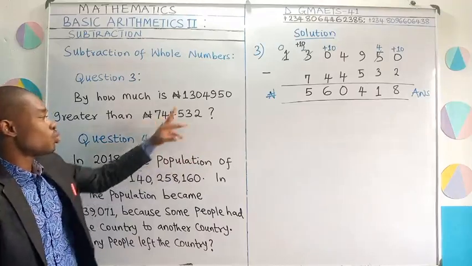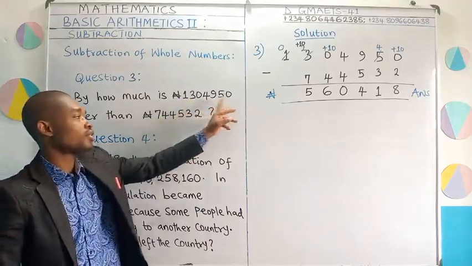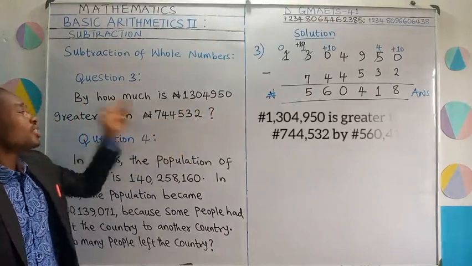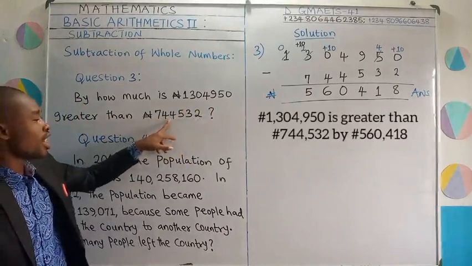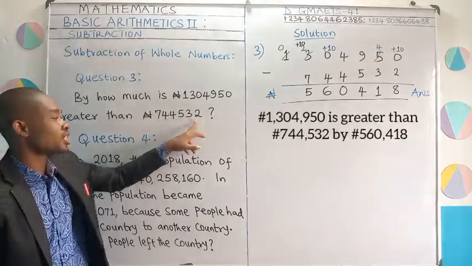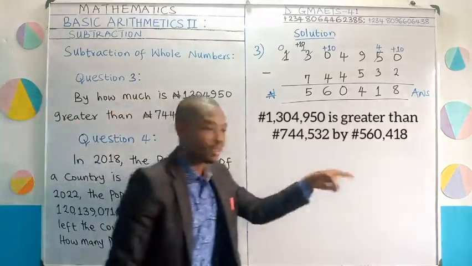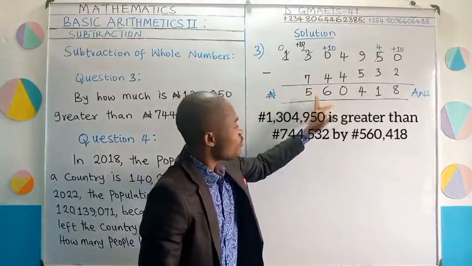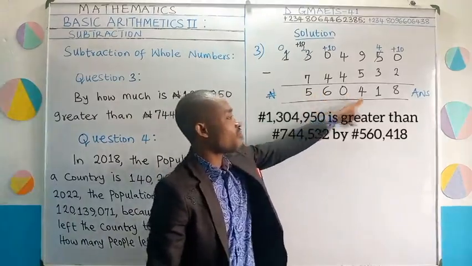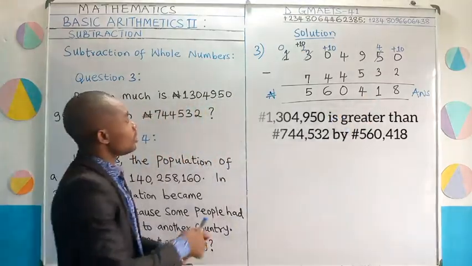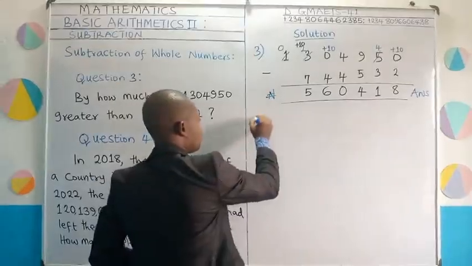So you simply say 1,304,950 is greater than 744,532 naira by this amount, 560,418 naira. Let's move on to question number 4.